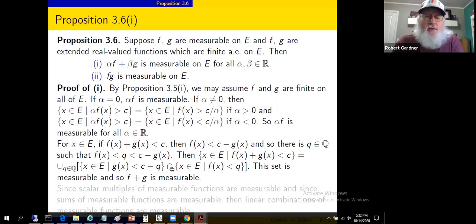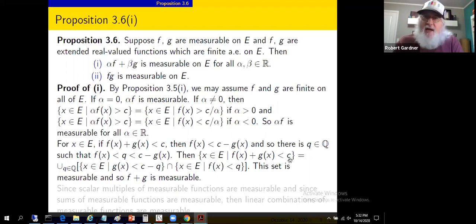And intersect, the other inequality holds. f of x is less than q. That one doesn't need any manipulation. But if both of those hold for some rational number, then we're producing these x values. So what we'll do is union this over all rational numbers for which both of these hold, which will produce the collection of x values for which f of x plus g of x is less than c.